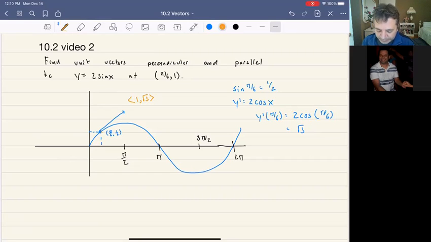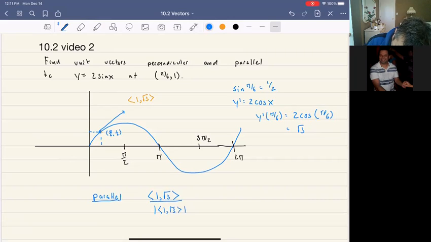Okay, all right, so now we have to find vectors that are perpendicular and parallel to this. So parallel is easy. Perpendicular is easy too, but parallel is really easy. So it's just going to be the same vector, but as a unit vector. So 1 comma root 3 divided by the norm of 1 comma root 3. What's the norm? That's going to be 10. No, that's going to be 2.